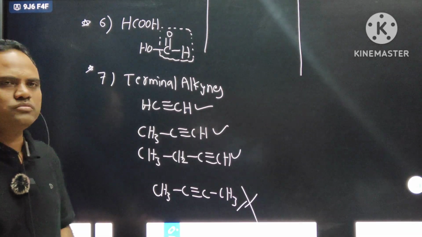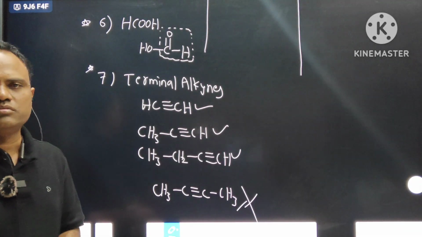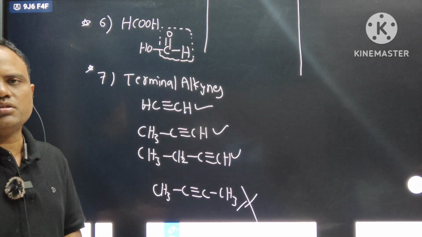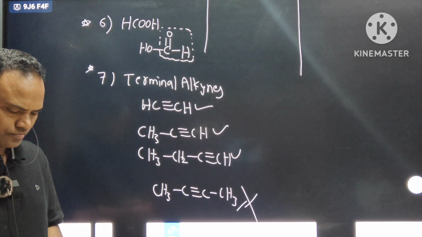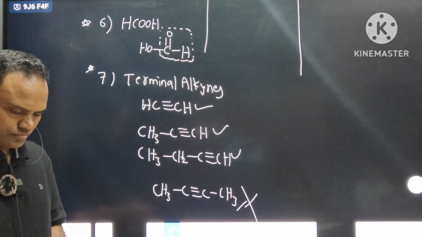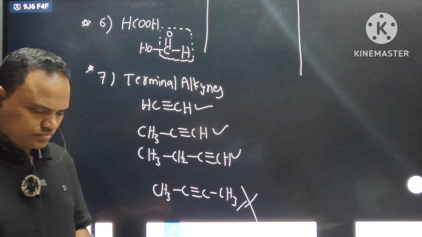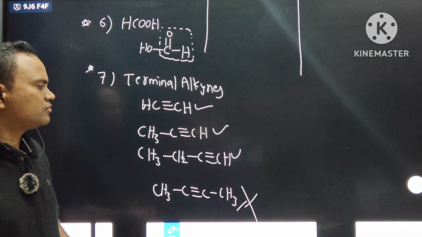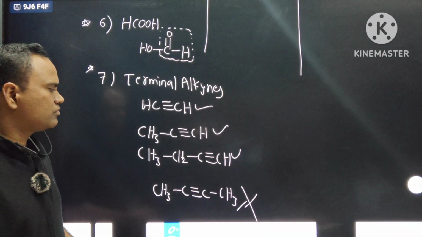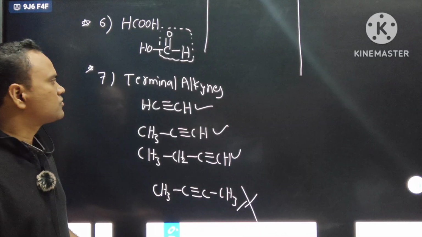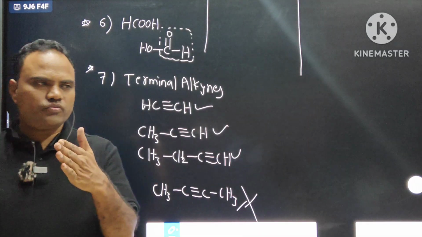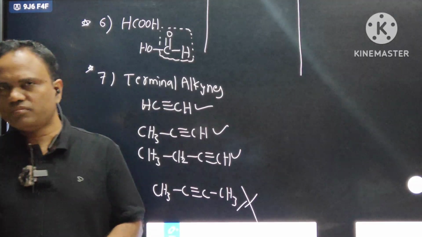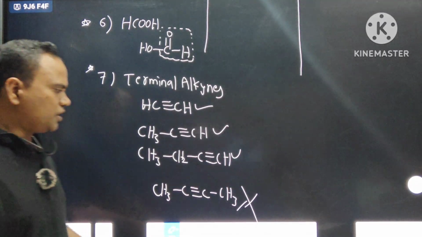Terminal alkynes give a positive test with the Tollens reagent. Completed. Under one column only you are writing all these points. Same column. Next.